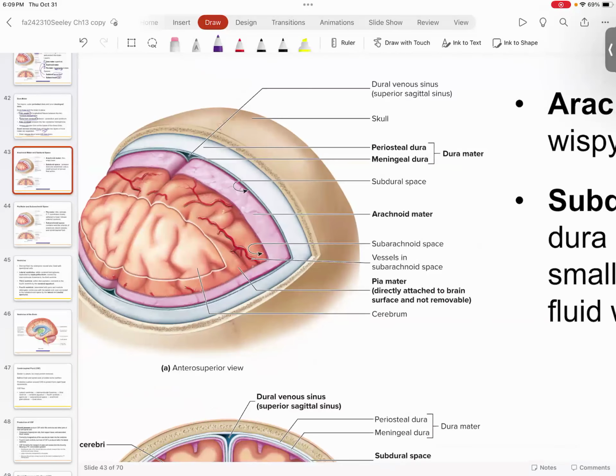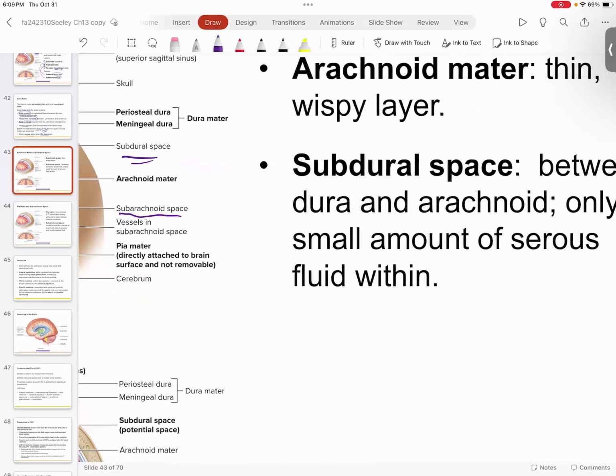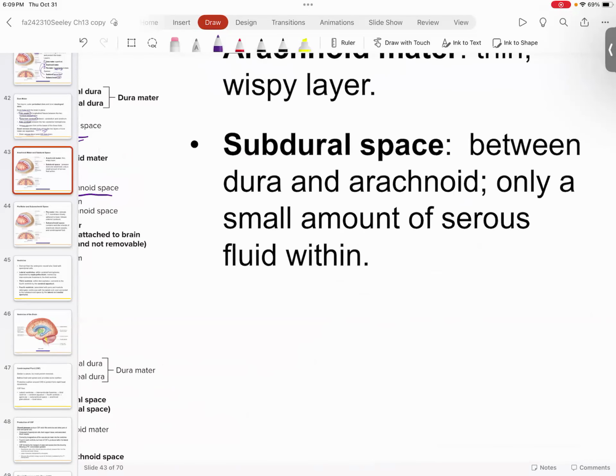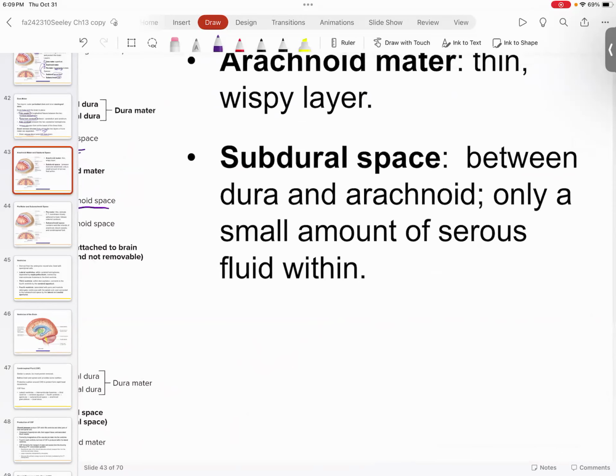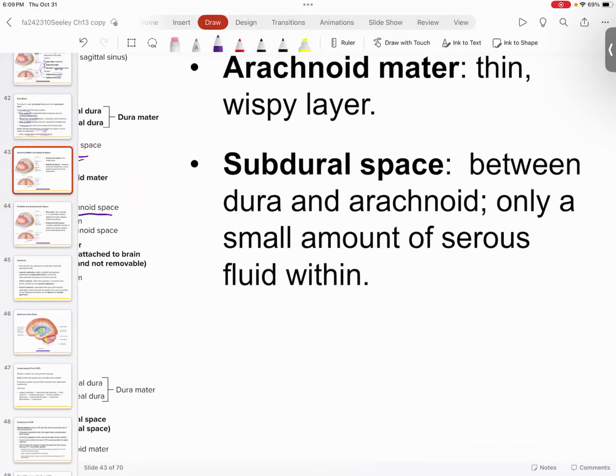So the arachnoid mater is this really thin area. That's given here by the pink area. Just below the dura mater is going to be your subdural space. And then below the arachnoid mater is going to be the subarachnoid space. And the subdural space, rather, is the sandwich between the dura and the arachnoid.